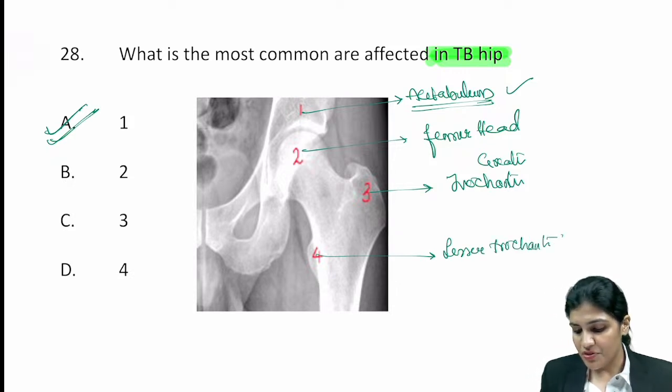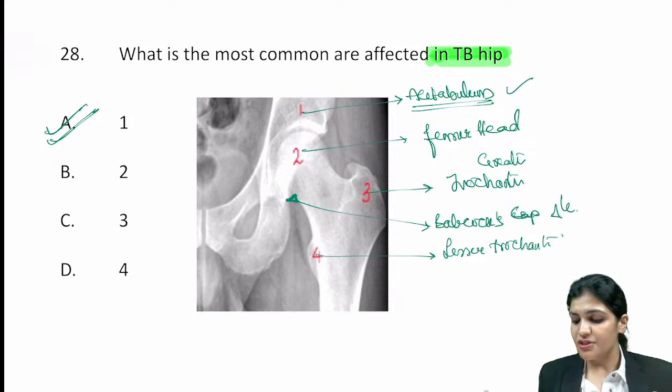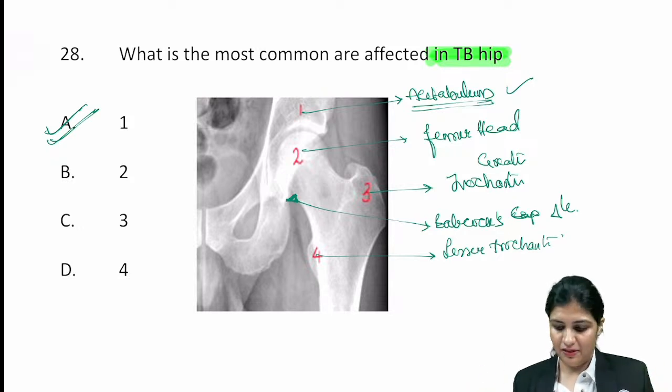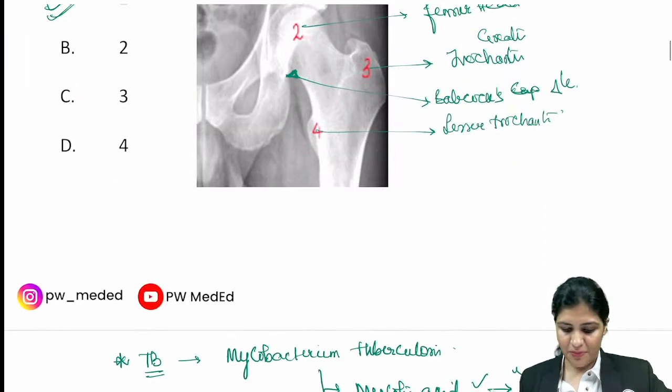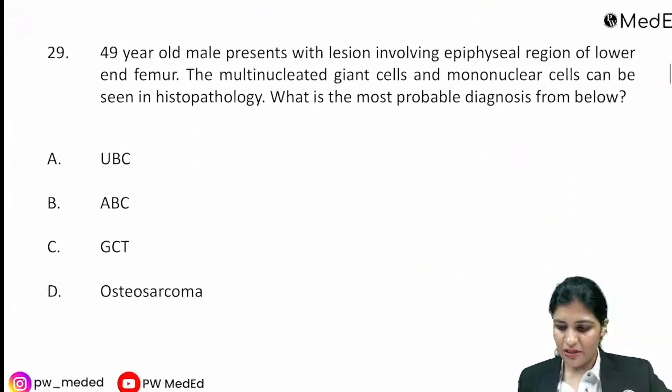And where is Babcock's triangle? Somewhere here. So this is the area of Babcock's triangle: the subcapital area, anterior posterior region. This is the area where TB can also be seen. So this is everything about TB. I hope I have completed all the important questions which might be asked in your exams, right? So now let's go on to the next question.